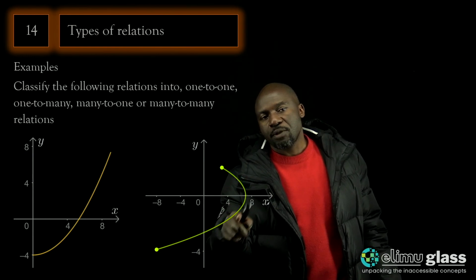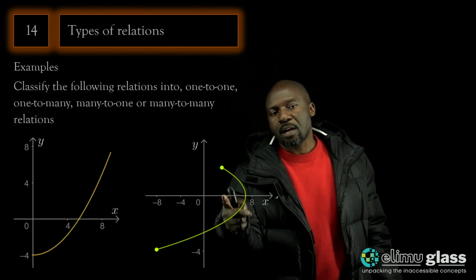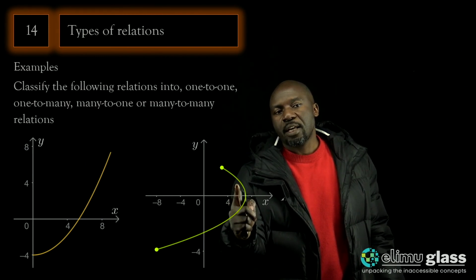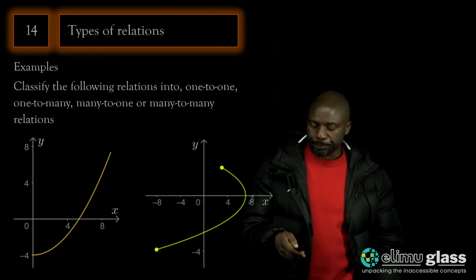But because this section interferes, because the values of x starting from around somewhere there, going this way, have a value there as well as another value there, that renders the whole thing now a one-to-many mapping.